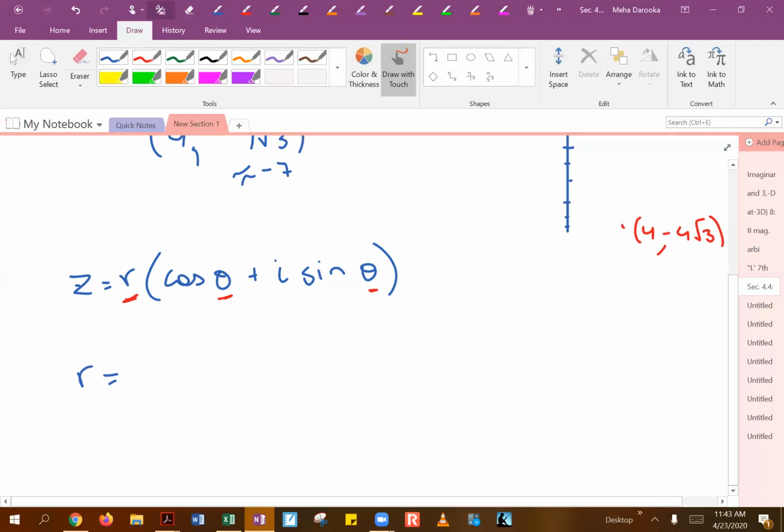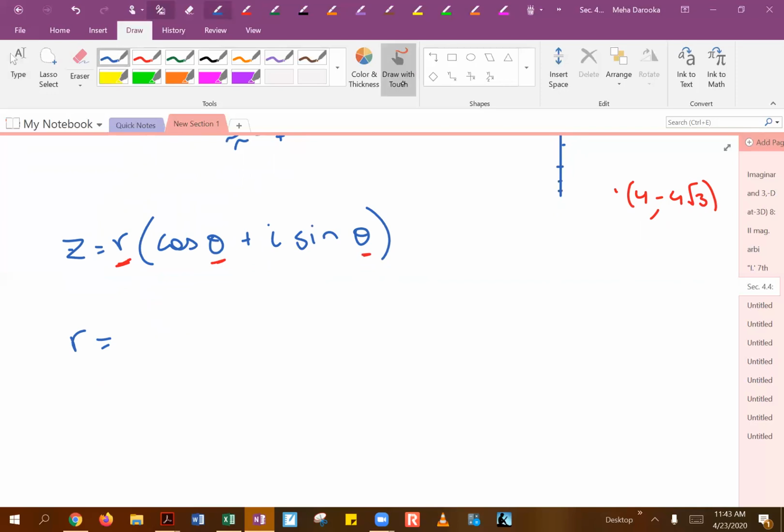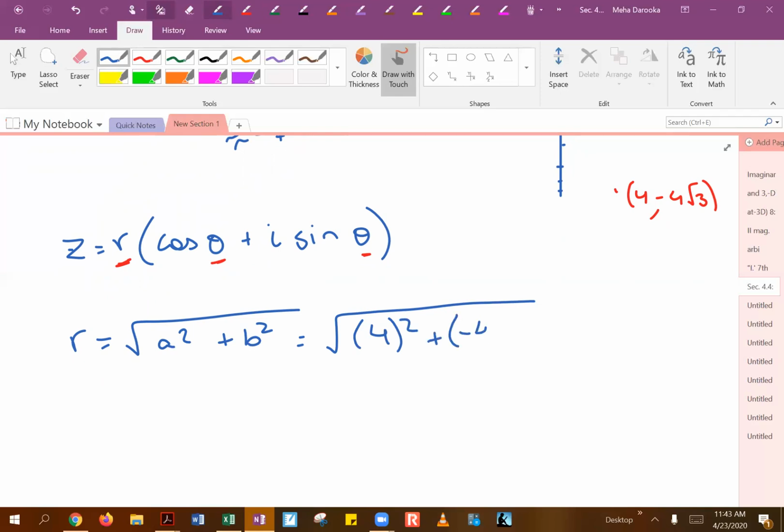So your r is, of course, the absolute value of the number. So it's defined as what we saw in 4.3. So that's a squared plus b squared. So our a squared in this term is, of course, 4 squared, plus our b squared was negative 4 square root of 3 squared. So simplifying that, what will we end up getting?